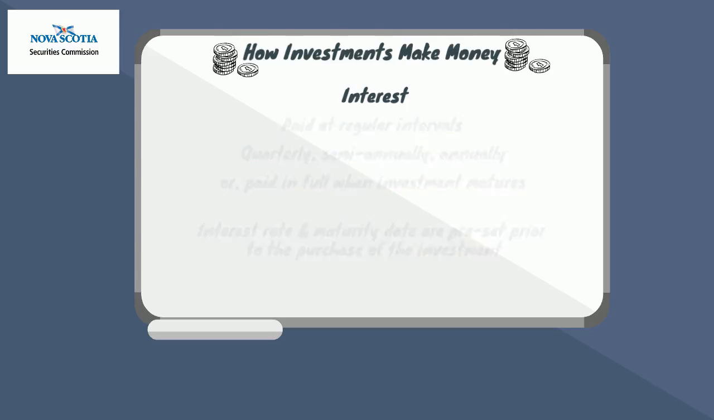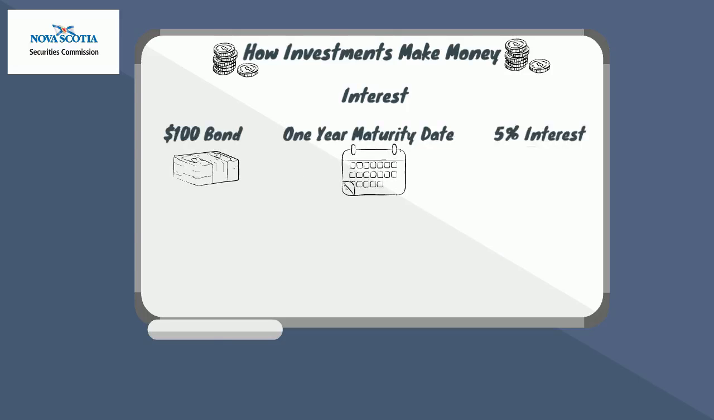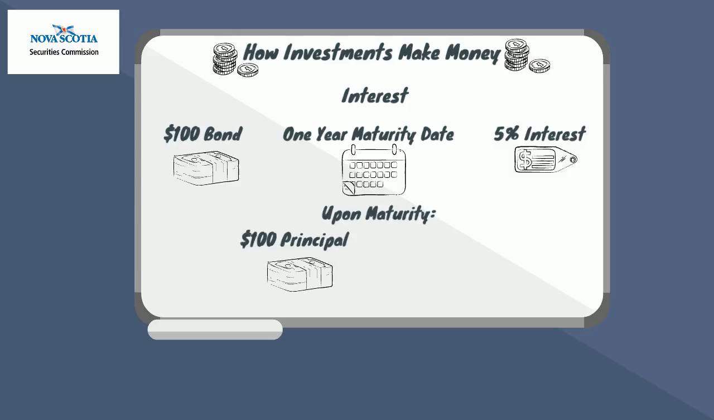Let's say I buy a $100 bond with a 1-year maturity date, which pays 5% interest. At the end of the year, when the bond matures, I would receive my $100 principal and $5 in interest.